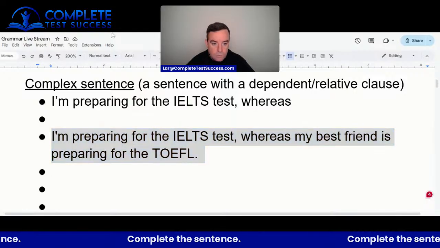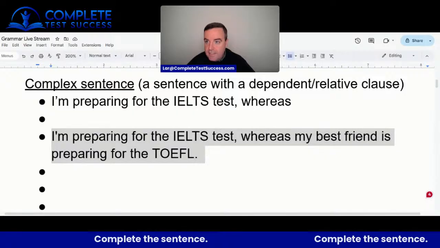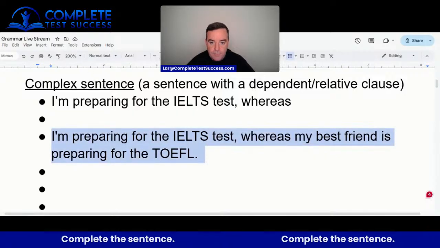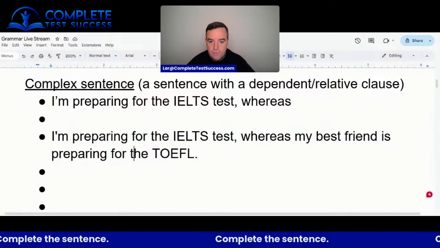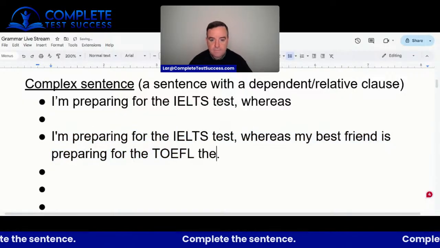Okay, so this one here is from Daniel. Hi, Daniel. I'm preparing for the IELTS test, whereas my best friend is preparing for TOEFL, the TOEFL test. Yep, good.